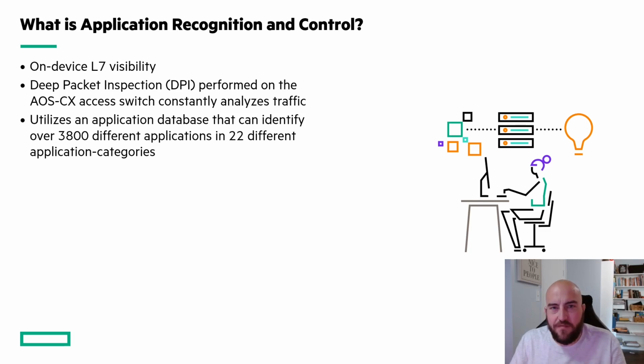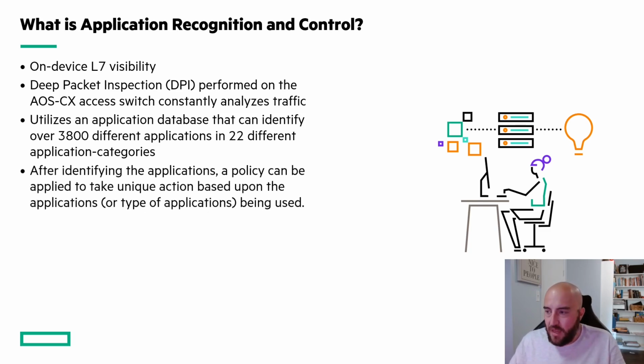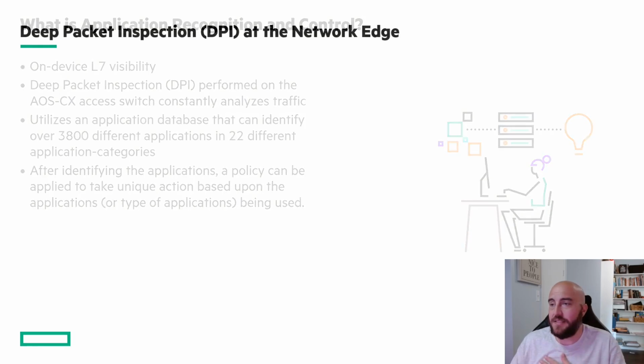This is a great feature and provides a unified experience for users regardless of how they connect to the network, whether it's wired or wireless, and still has a lot of practical use cases. But ARC simplifies this process and moves visibility right to the edge of the network. And with that, we're able to then take a unique action based upon what's being defined within our policies.